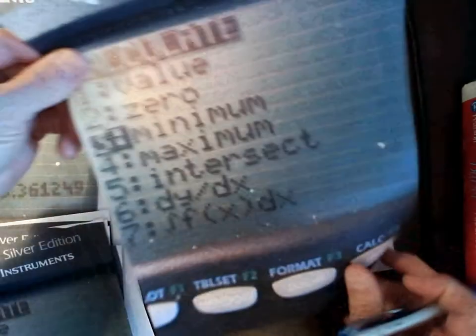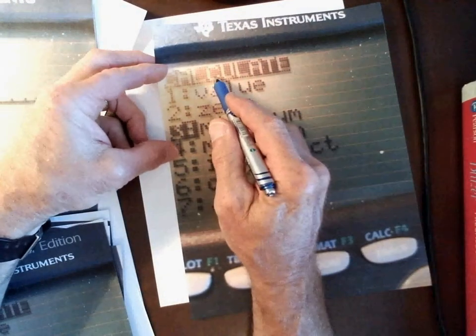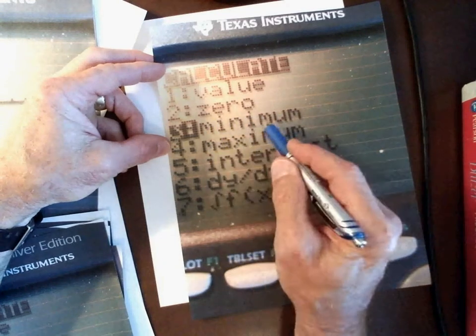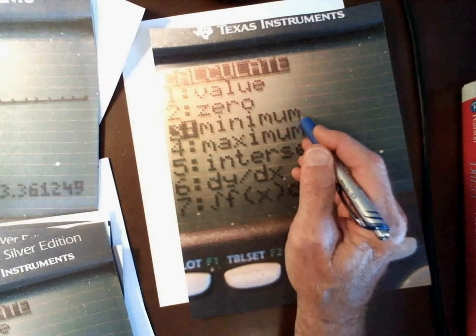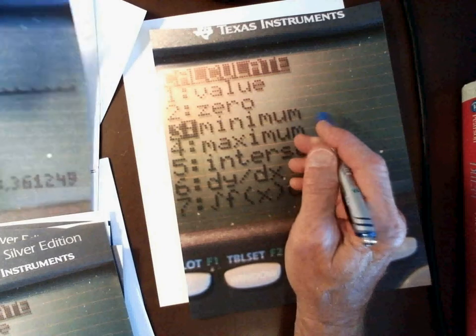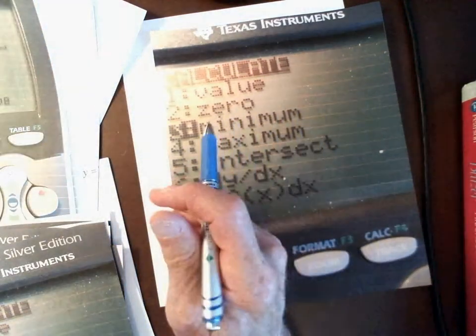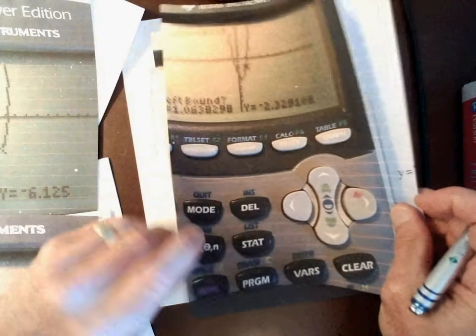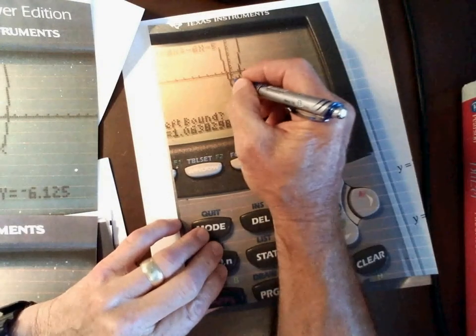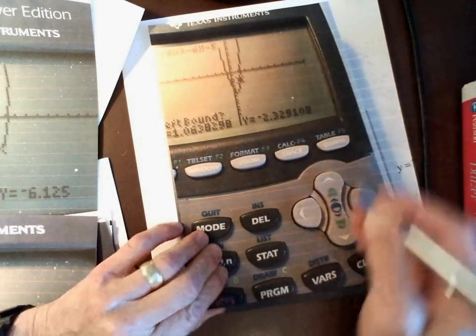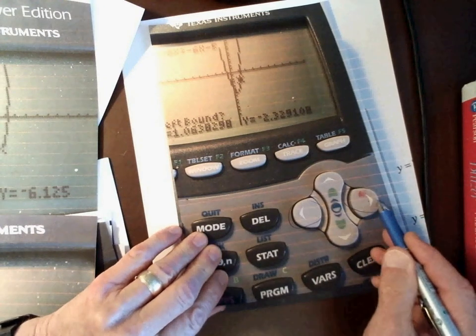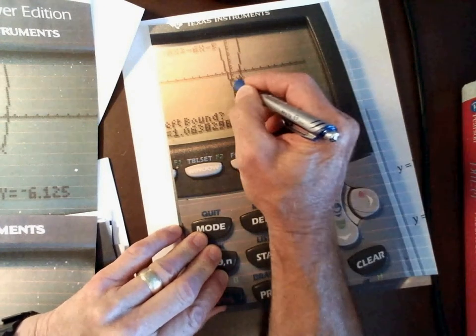same type of thing, is to do second calculate one more time, but instead of using value, let's use minimum. And it will ask you some questions. Once you hit minimum, it will be left bound and right bound. When we're doing a left bound, that will be the first choice. We're going to use our cursor, and our cursor is going to be this button right here. We're going to use the to the right and to the left.